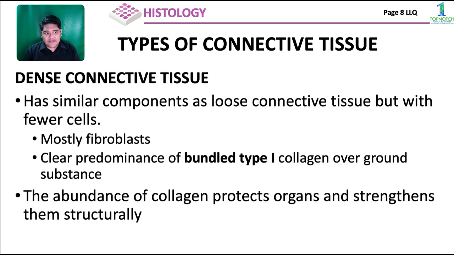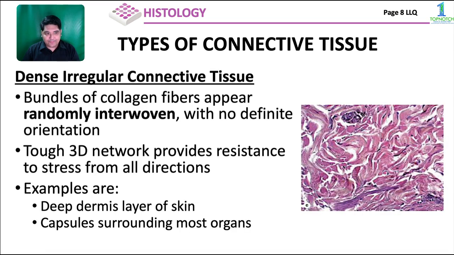Then we have your dense connective tissue. Similar component kay loose, pero mas konti ang cells. Okay? Well, konti ang cells ng loose. Pero here, we have a lot of fibroblasts. So, syempre, kung maraming fibroblasts, ano bang pinoproduce niyan? Corrected by, and yours truly, collagen. Okay, clear predominance of your bundled type 1 collagen over ground substance. Now, the abundance of your collagen protects your organs and strengthen them structurally.